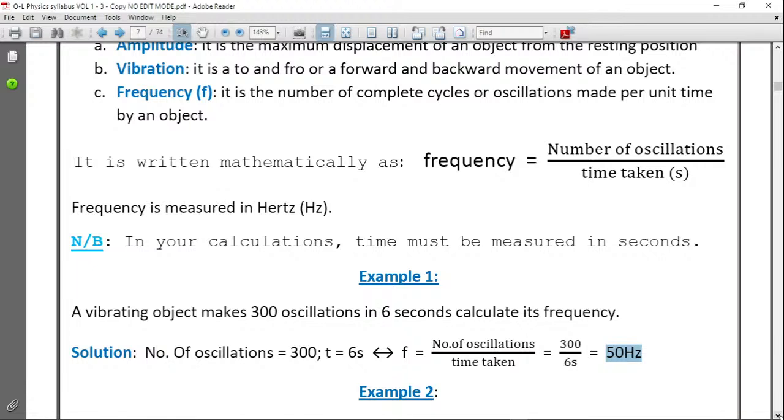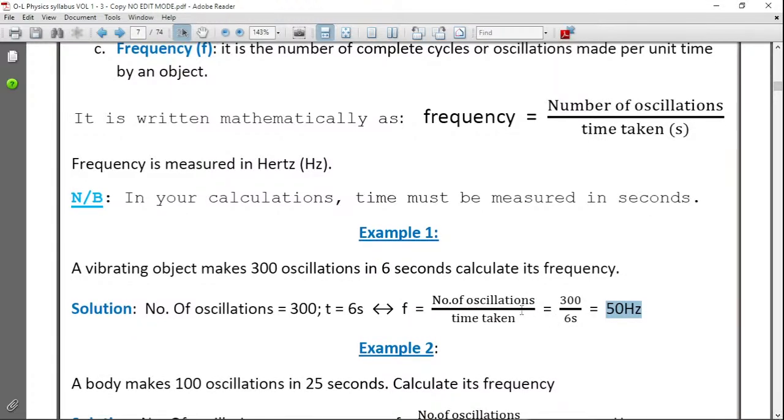If asked for the period, it is the inverse of this formula. Period is the time divided by the number of oscillations, while frequency is the number of oscillations divided by time. Do not make a mistake with this formula. I think you should master one, so that if they ask the other one, you will know it's the other one that you did not master.